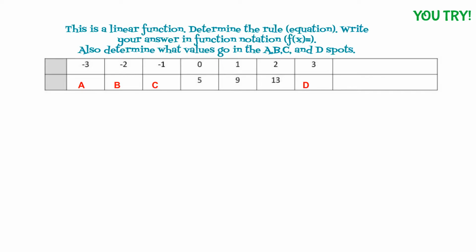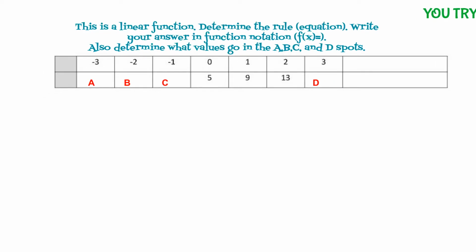So in this example, I want you to try it. It says this is a linear function. Determine the rule or the equation for this linear function. Then write your answer in function notation. So your answer should be f of x is equal to something. Also, determine the values that go in for a, b, c, and d over here.